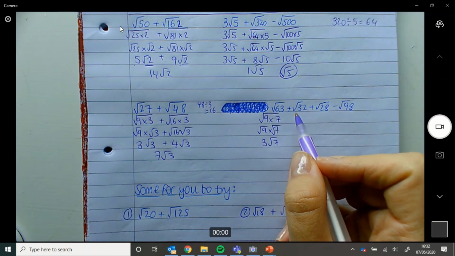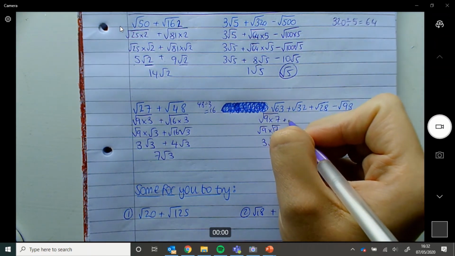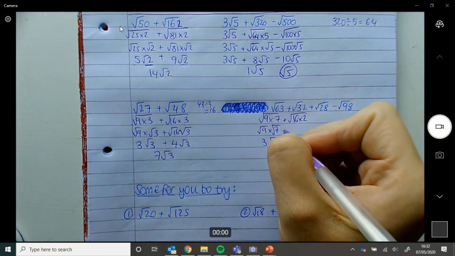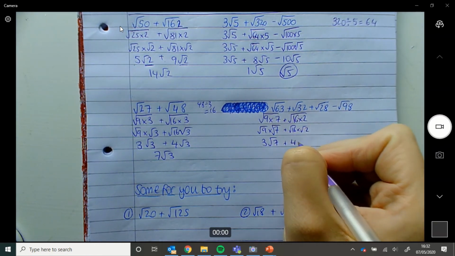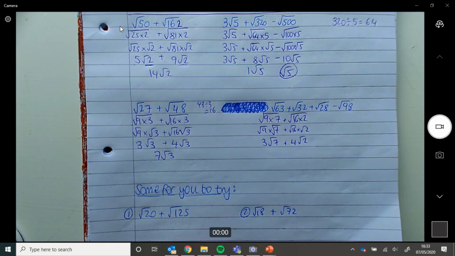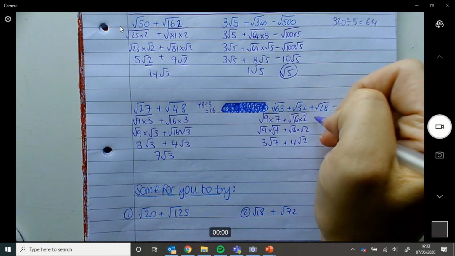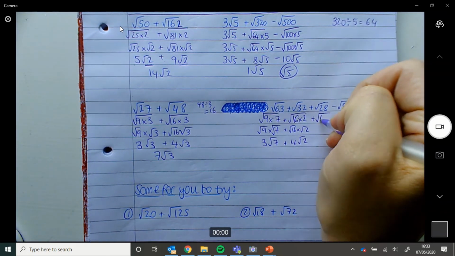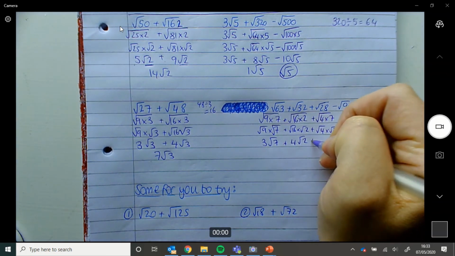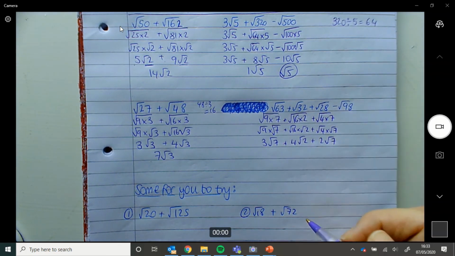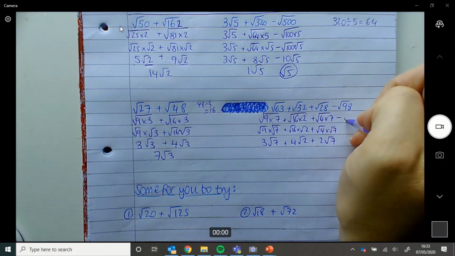So instead, what I'm going to do is think about what square numbers go into 32. Well, 16 goes in, and it goes in twice. So I've got 4 root 2 there. Do the same thing for 28. 28 is 4 times 7. And then finally 98. Well, 98 is 49 times 2.